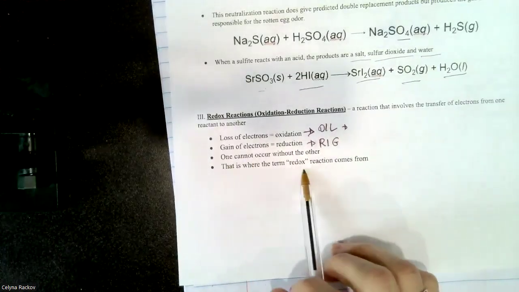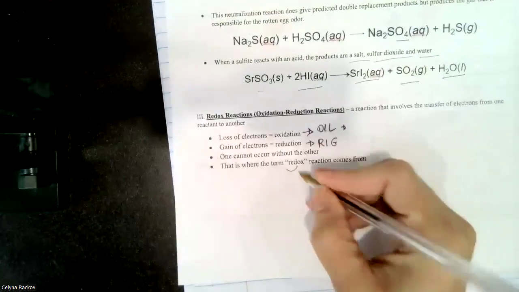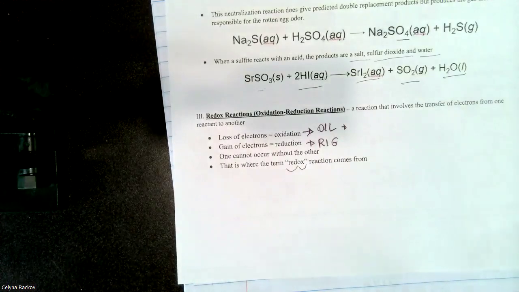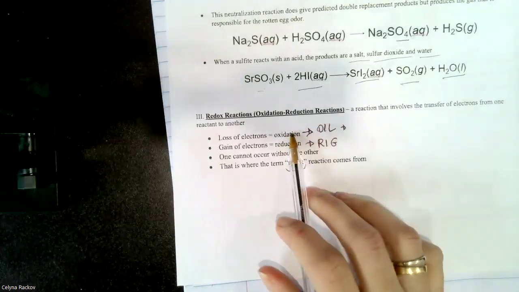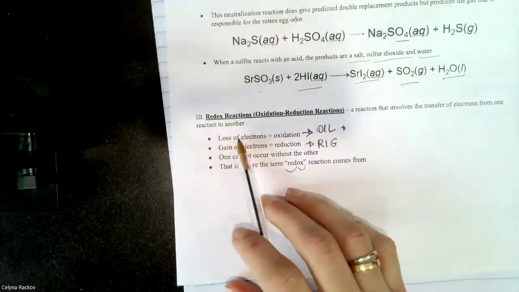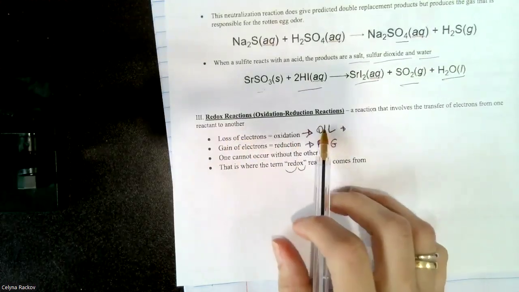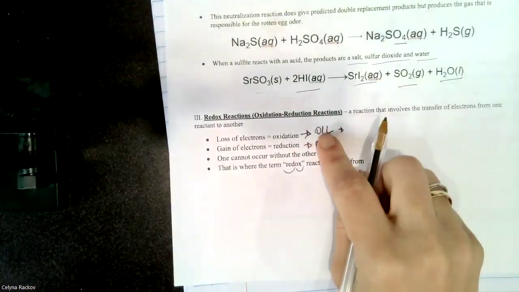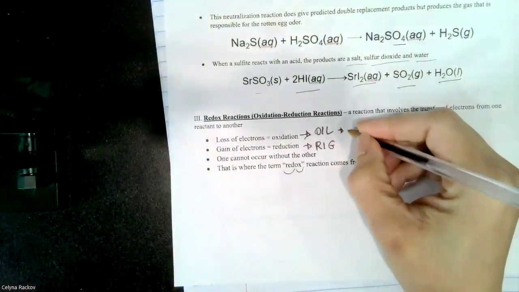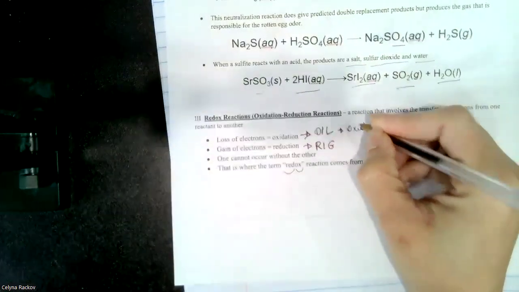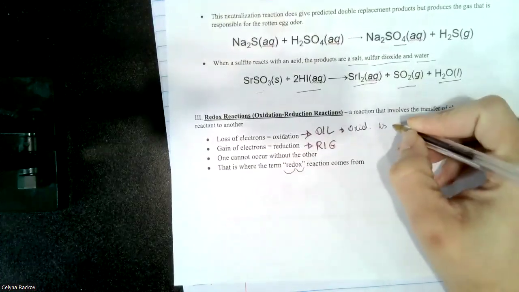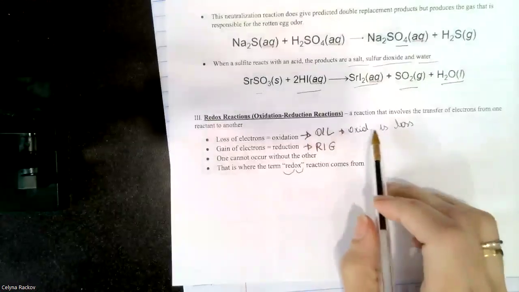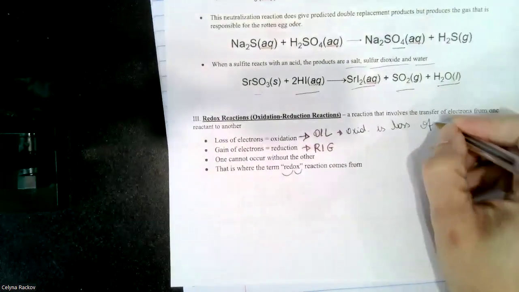So the term redox: red for reduction, and ox for oxidation. But what is oxidation? Oxidation is loss of electrons. We can try to help you remember: OIL, oxidation is loss, right? Oxidation is loss of electrons.